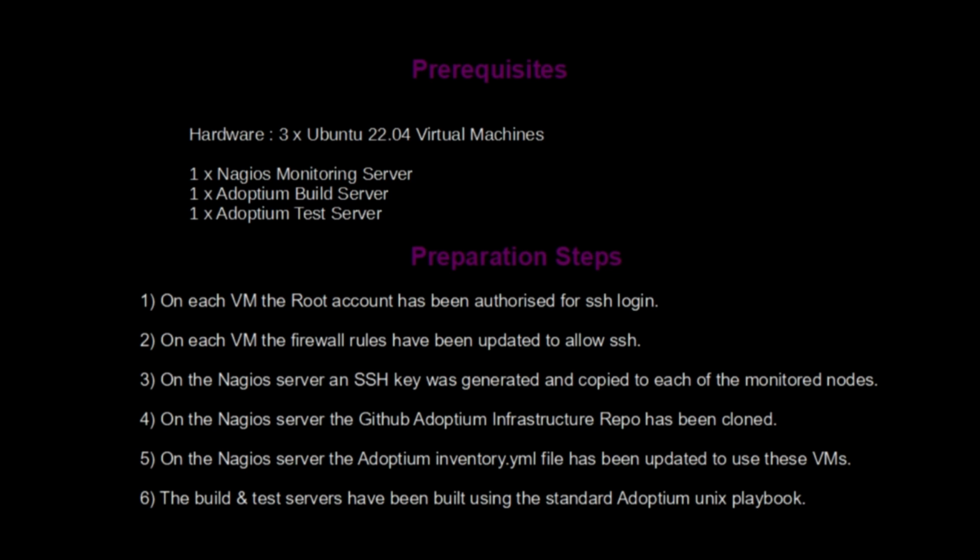I've also, on the Nagios server, which is going to be doubling as our Ansible controller for today, cloned the GitHub Adoptium infrastructure repo, and I've updated the standard inventory.yaml to be configured for these two virtual machines. I'll show that shortly. And then finally, the build and the test server have been set up and configured using the normal playbooks, so they're exactly the same as our production infrastructure.